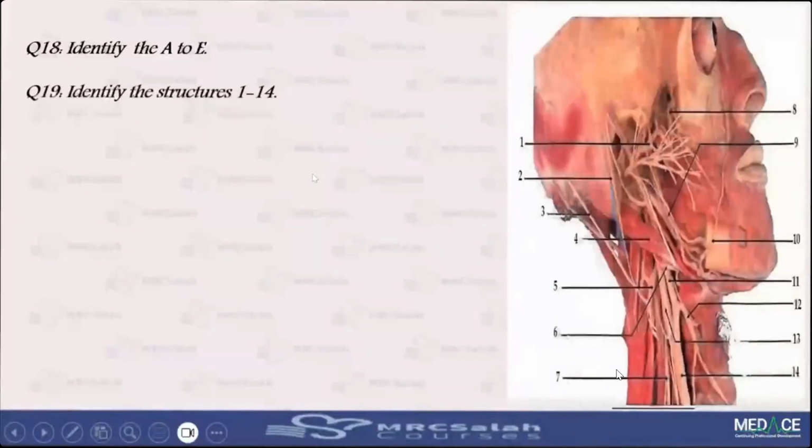Would you identify the structures 1 to 14, please? Okay, I can start with 14. Start wherever you wish. So 14 would be the common carotid artery. Good. So 11 would be the external carotid, while 13 is the internal carotid.